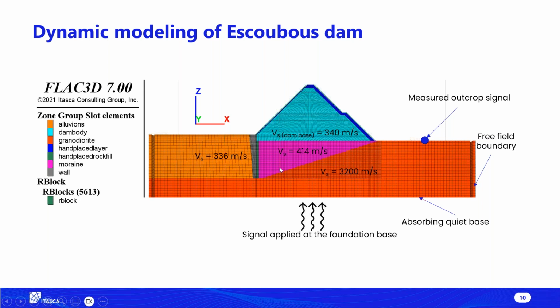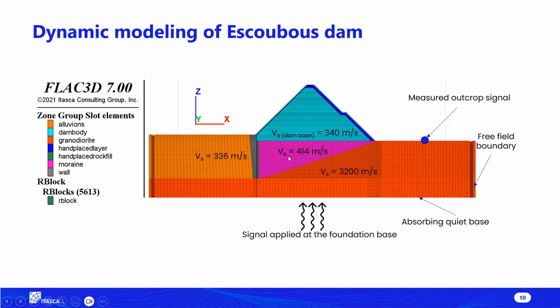I will talk first about the boundary conditions that we used in our dynamic simulation. First of all, the signal was applied at the base of the foundation, as we can see here. At the same base, we applied an absorbing, or quiet, condition in order to absorb all the waves and to prevent any reflection of the waves. On the two lateral sides of the foundation, we have a free field boundary to simulate a semi-infinite medium of the foundation, to also prevent any reflection of the waves.